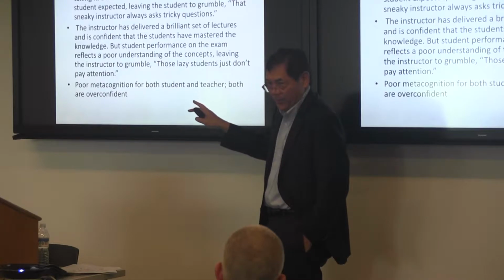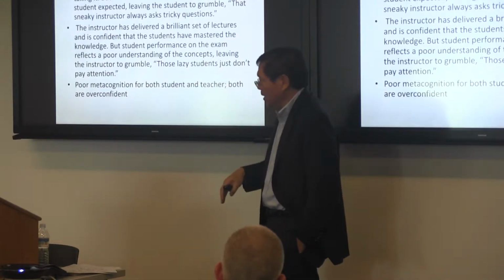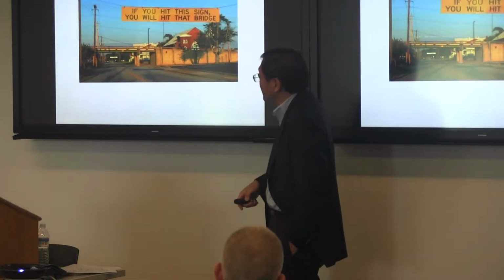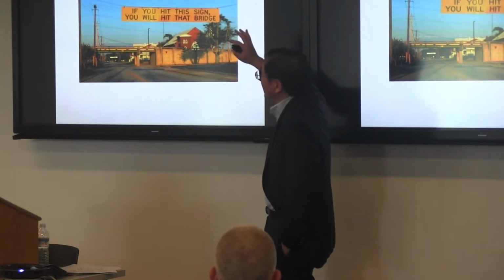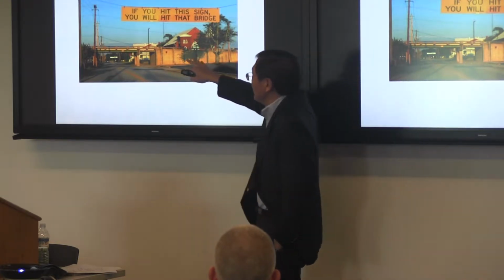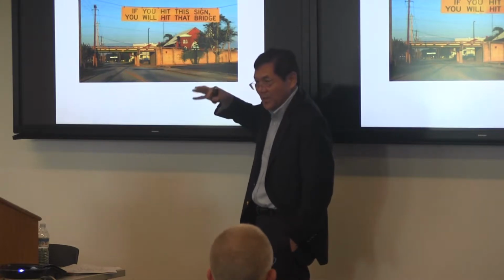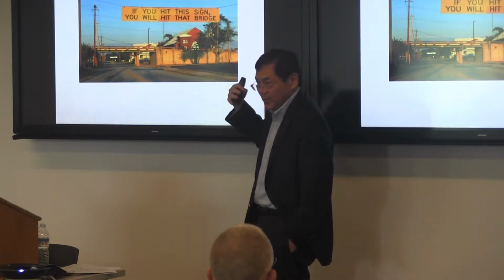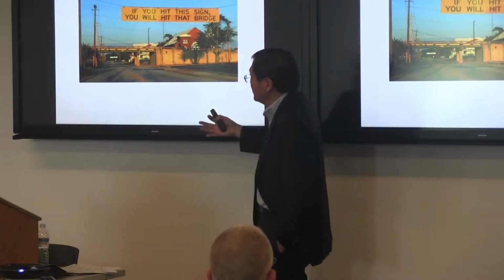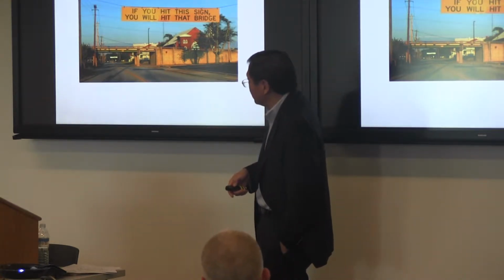They're both overconfident. The student is overconfident they know. The teacher is overconfident the students have learned. And formative assessment can prevent this. Okay, so this is the logic of formative assessment, basically. All right, so if you see the sign, you'll avoid that bridge, right? So the formative assessment is an early warning signal to both faculty and the students that the learning is not where it needs to be.